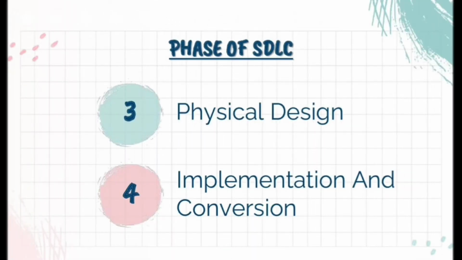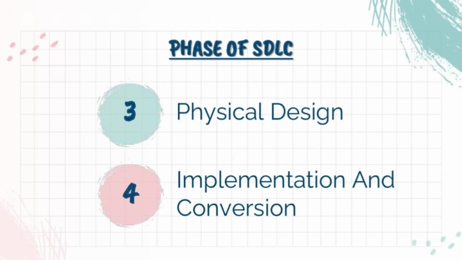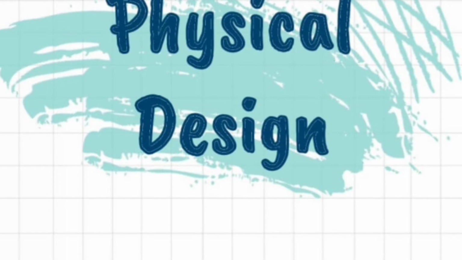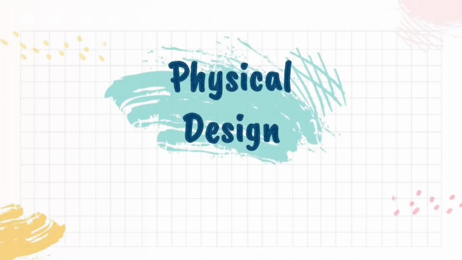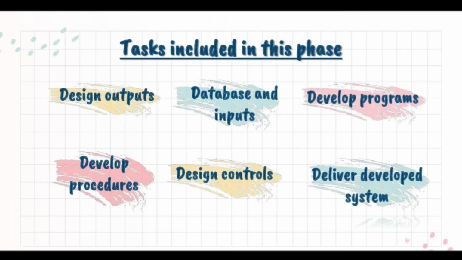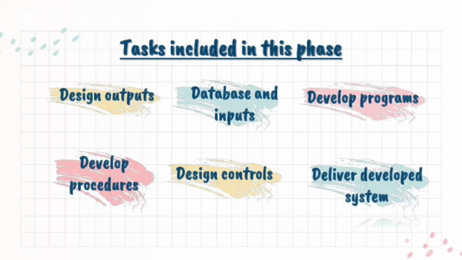Next, I will explain the next phases of SDLC, which are physical design and implementation and conversion. Physical design is the third phase of SDLC. In the physical design phase, the broad user-oriented requirements of the conceptual design are translated into detailed specifications that can be used by programmers to code the programs. Some tasks included in this phase are design outputs, database and inputs, develop programs, develop procedures, design controls and deliver developed system, which goes through the information system steering committee.